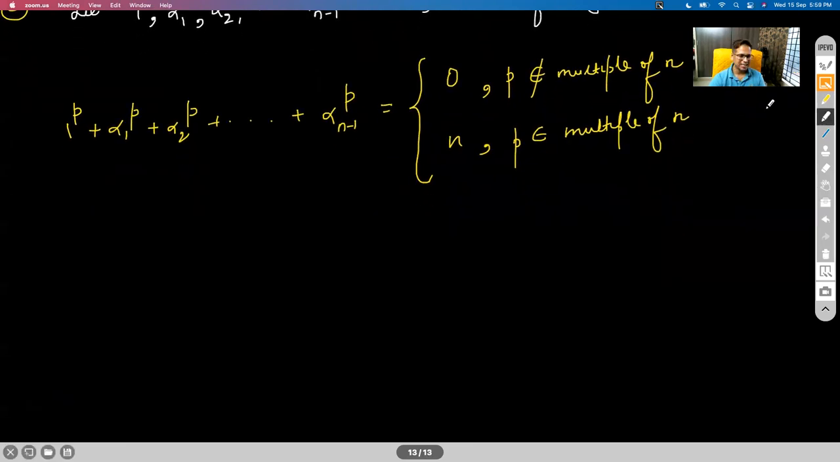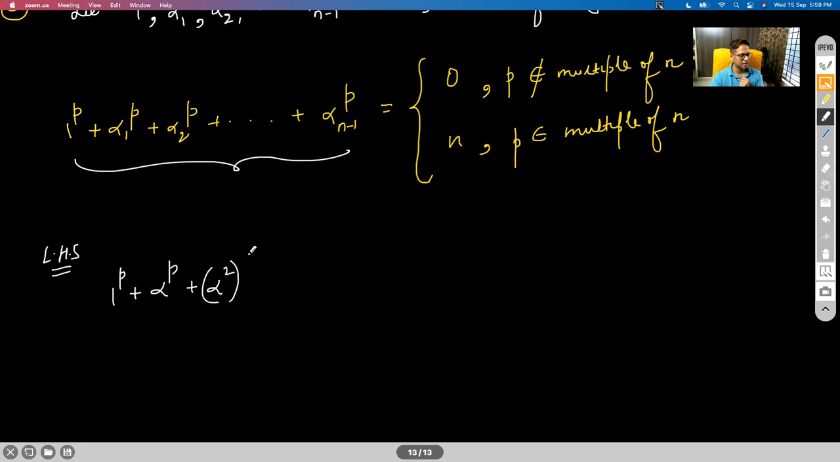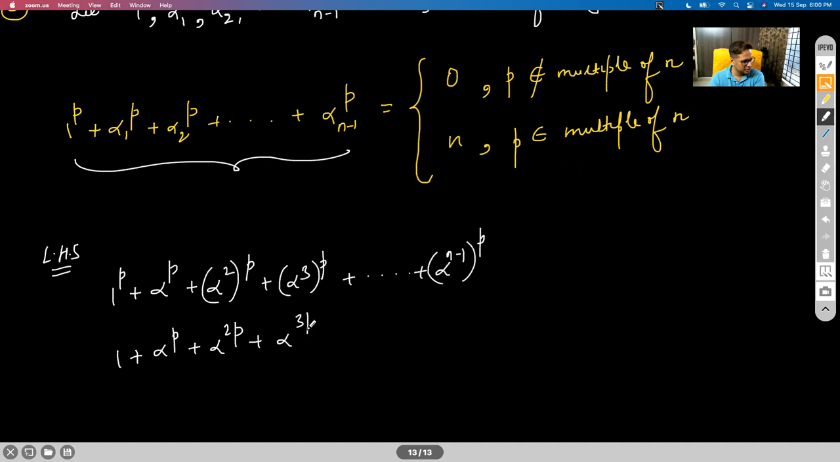Now, would you like to try this out or should I solve it? Remember, we had done a similar property for the cube root of unity as well. Okay, let me solve it. So in the interest of time, on the left hand side, you can write these terms as 1 to the power p, alpha to the power p, alpha square to the power p, alpha cube to the power p, because internally you know that they are in geometric progression. So knowing the fact that they're in GP itself helps you to solve many questions. So this is like solving the summation of this, right?